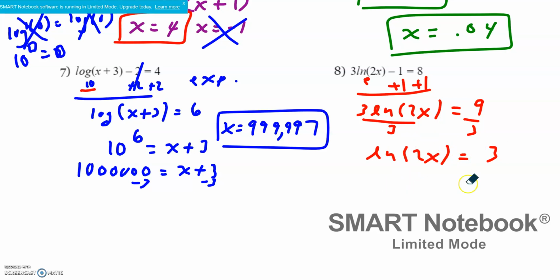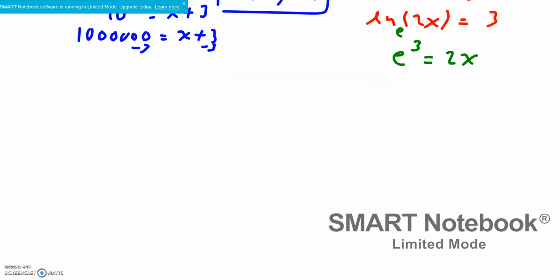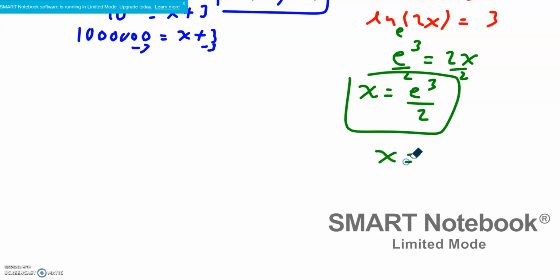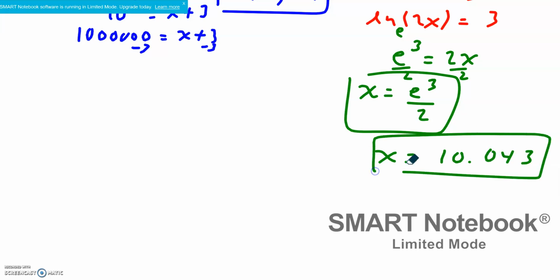Now, if we don't know what to do from here, again, change it. If it's logarithmic, it is an inverse to an exponential equation. So let's change this to an exponential. The base is e technically. So e to the power or the exponent of 3 must equal 2x, or the argument. If I leave my answer exact and divide both sides by 2, my answer for x would be e cubed over 2. If I prefer a decimal rounded to the nearest thousandth, my answer would be 10.043 if I plug that into my calculator.